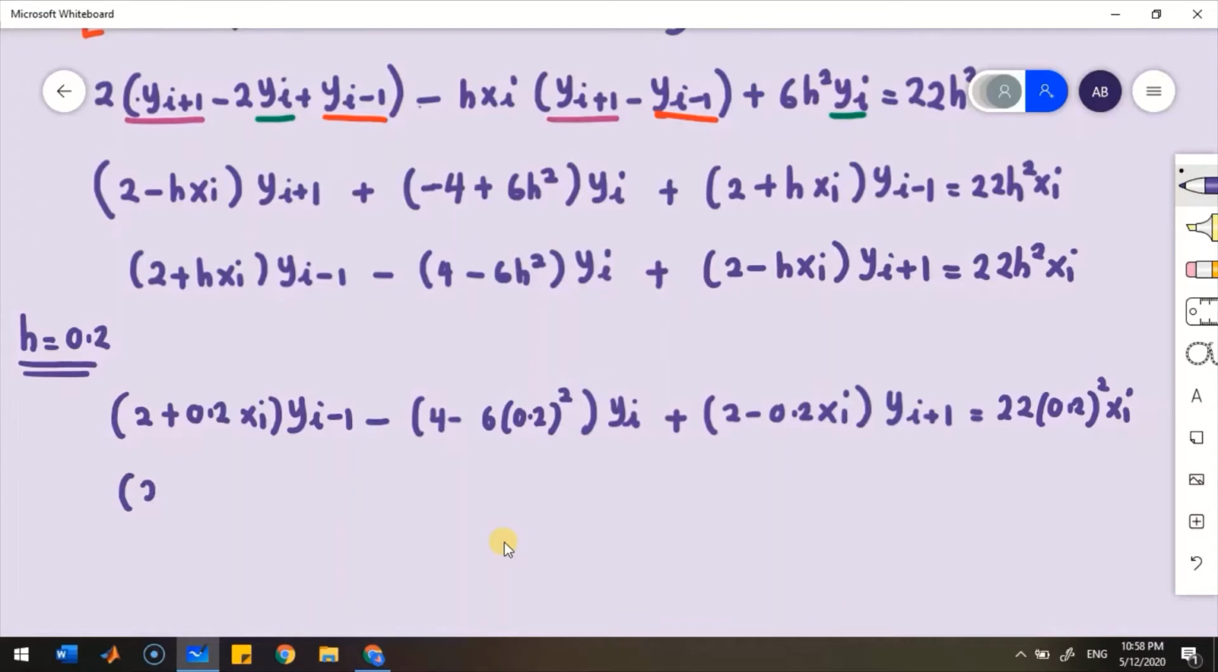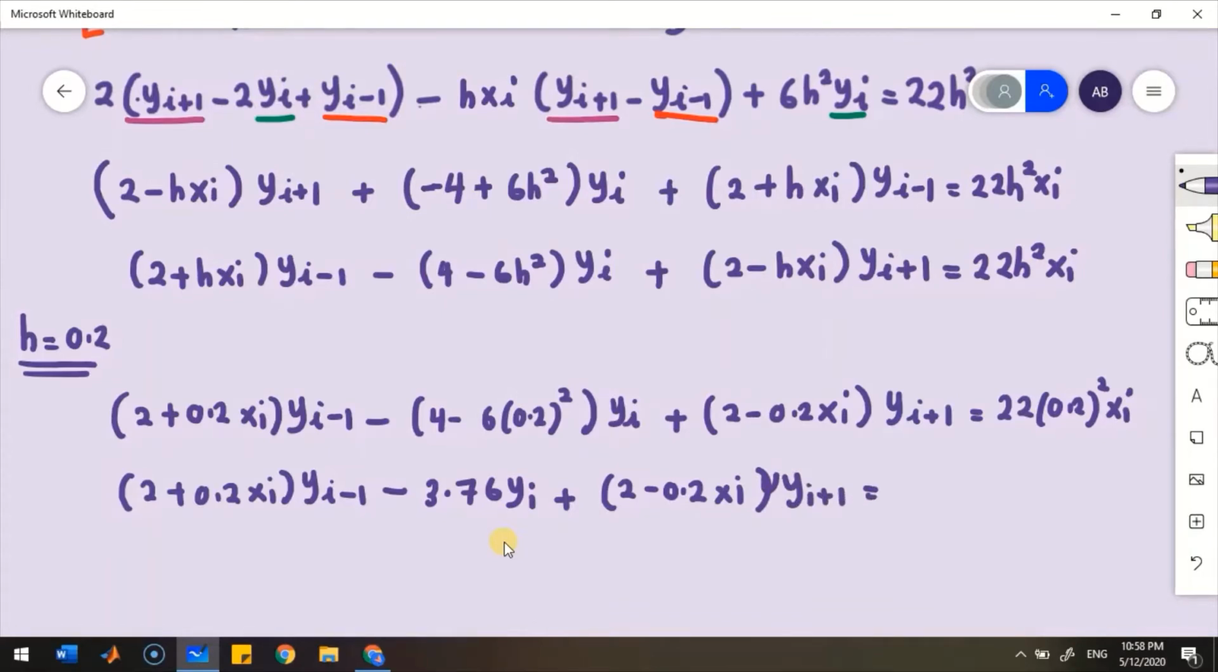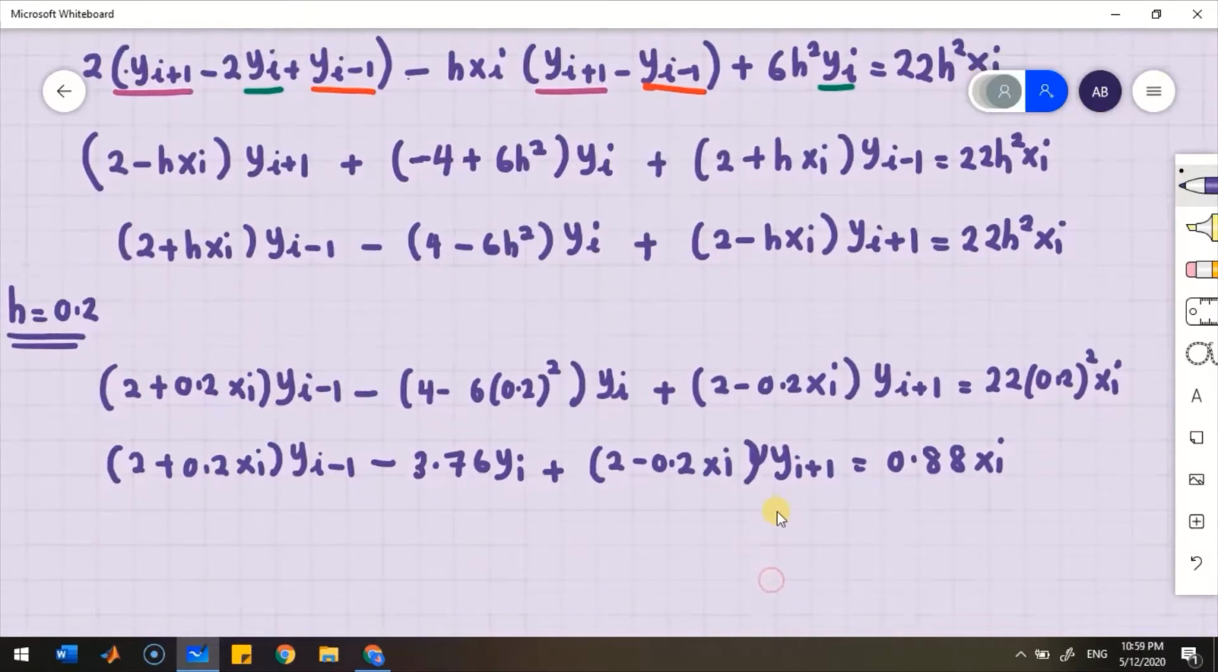Okay, now I gotta simplify. If you have a calculator, this is the time to take it out. Okay, so according to my quick calculation here, 4 minus 6 times 0.2 squared should give you negative 3.76 yi. Okay, and then plus 2 minus 0.2 xi yi plus 1 equals to, now 22 times 0.2 squared gives you 0.88 xi. Okay, there you go. We have simplified this.